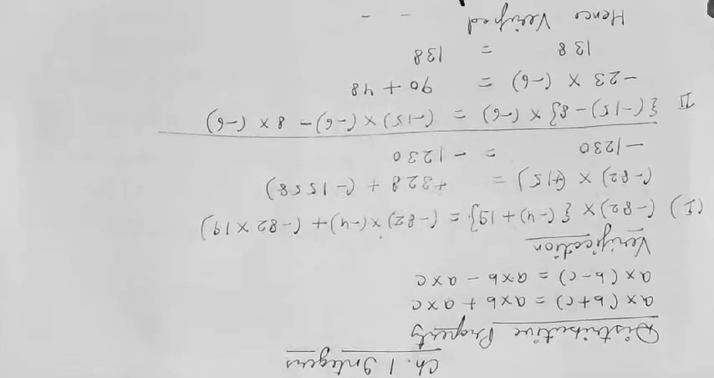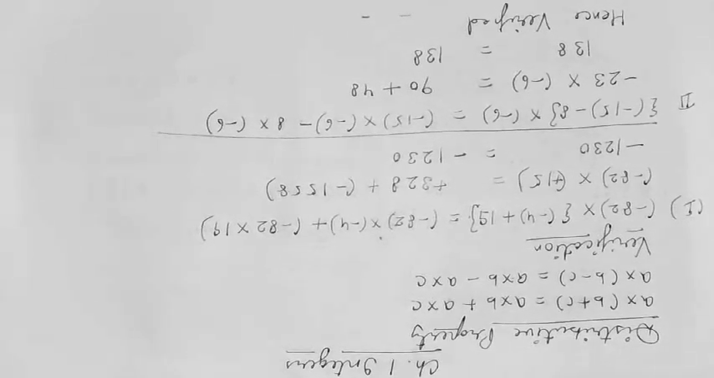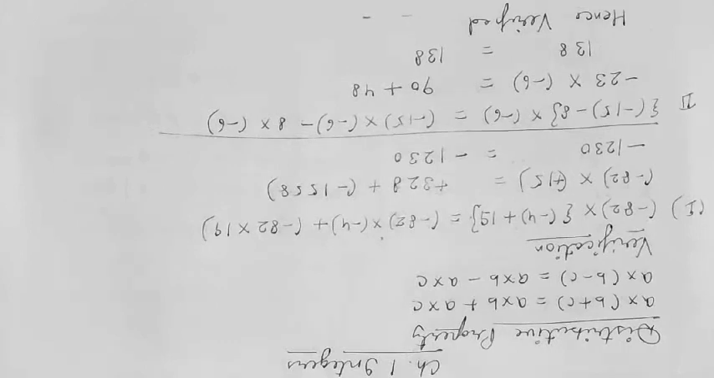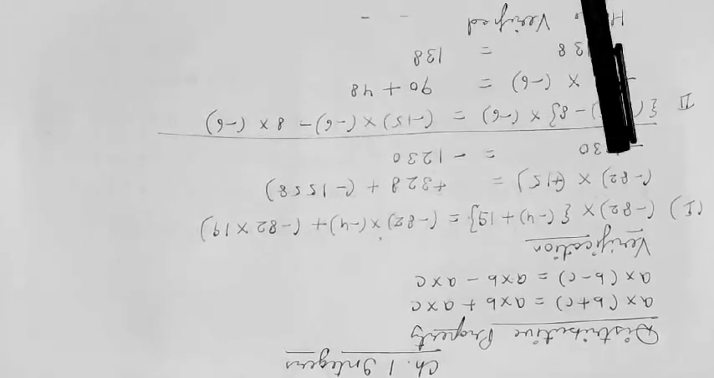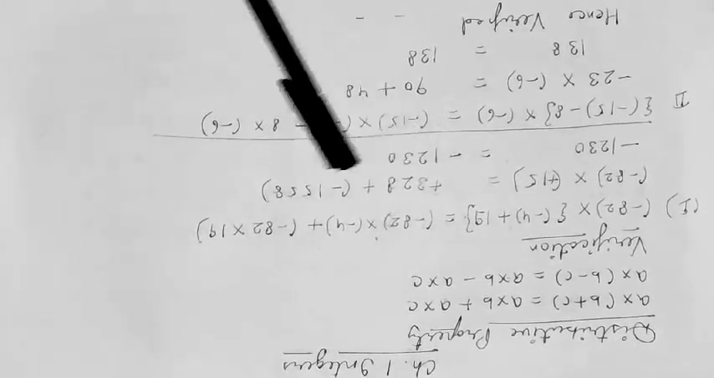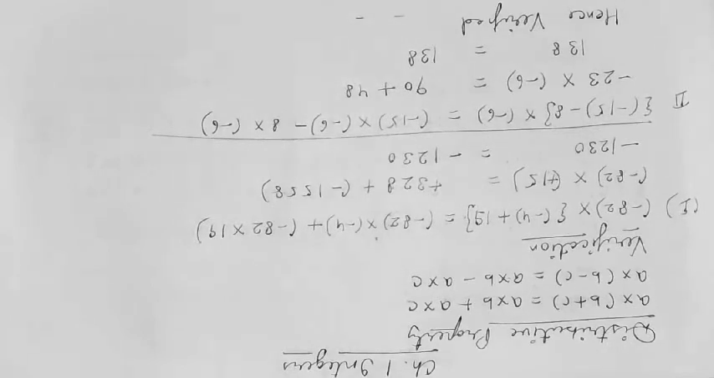This is how we will verify the distributive property. Solve both sides separately. First side we have to solve the bracket first, then multiply, and here we are multiplying and then adding or subtracting as per the sign.